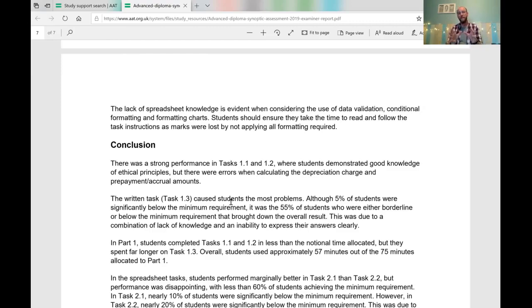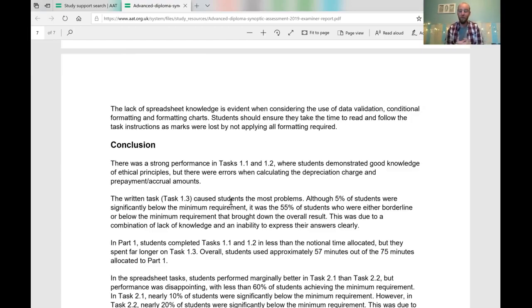Now, when spreadsheets used to be its own standalone exam before AQ 2016, I used to teach that to students, and it was one of my favorite subjects. I really like spreadsheets. It's one of my favorite tools when I used to work in industry.